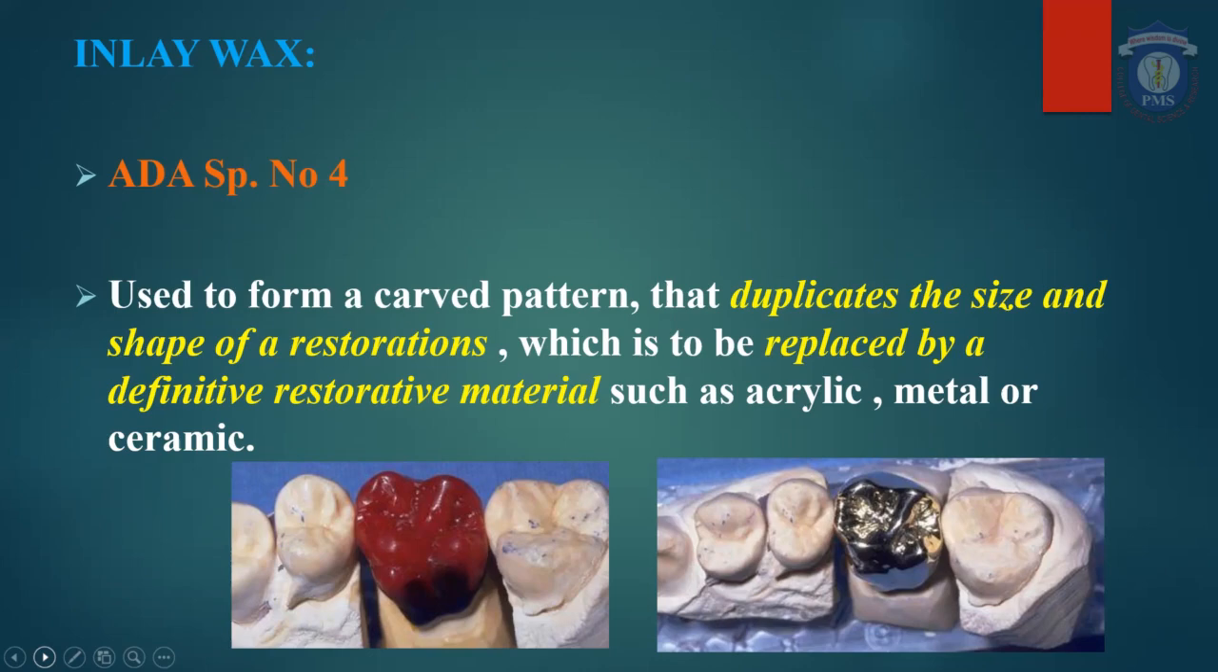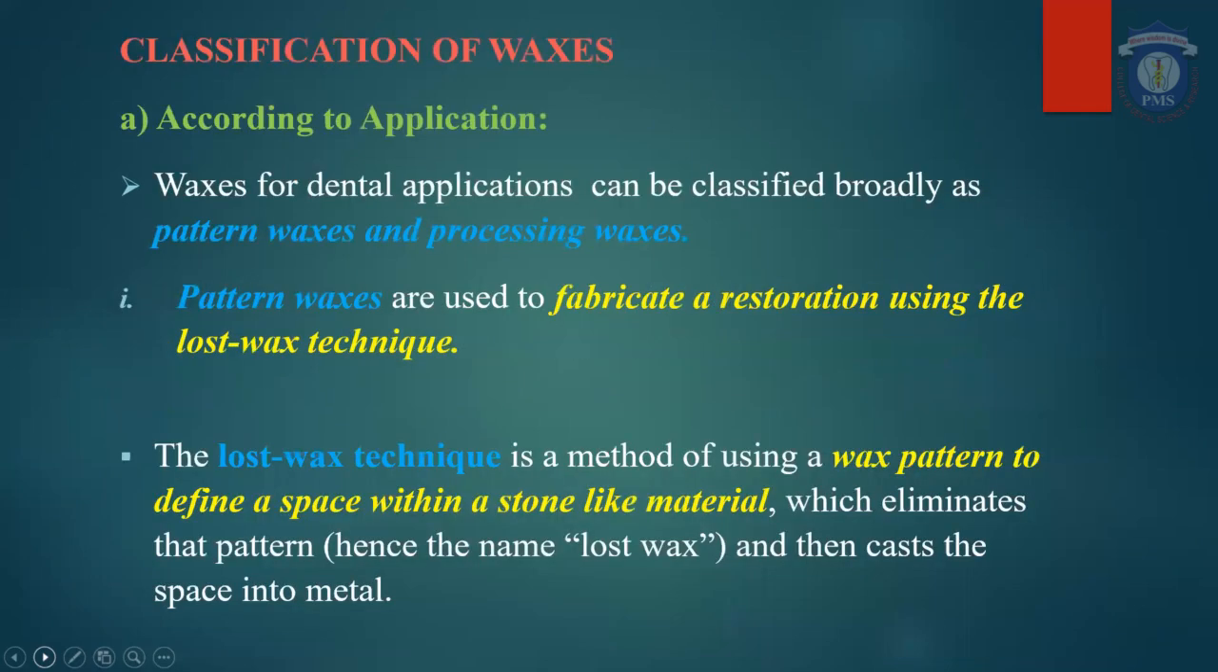The lost wax technique is mainly for metallic restorations. For composites and ceramics, we have other methods also. So that is an example of a pattern wax. Pattern waxes are used to fabricate a carved wax pattern that duplicates the exact size and shape of the final restoration, and finally it is replaced by a definitive restorative material via the lost wax technique.